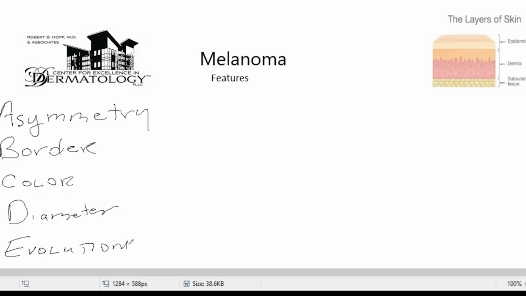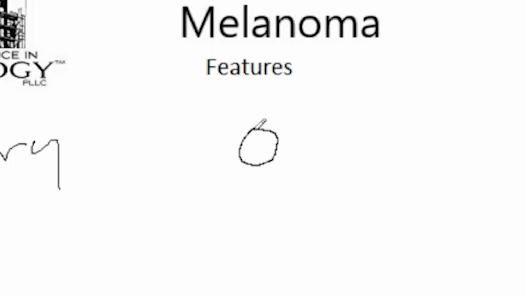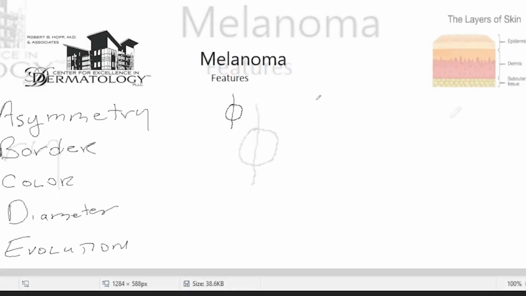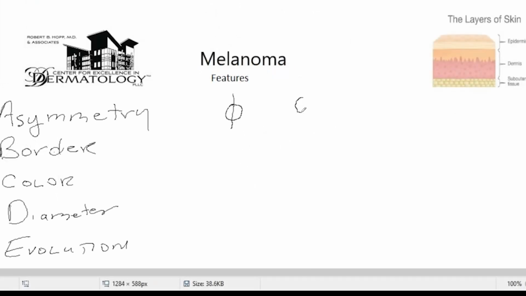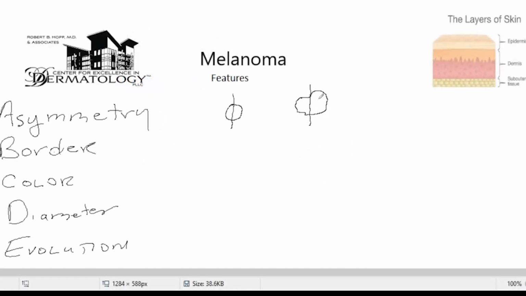So the first feature is A for asymmetry. And asymmetry just means that normal moles are round or oval, and if you divide them down the middle, you can fold one side on the other and it fits perfectly. An asymmetrical mole you wouldn't be able to do that, where if you divided it down the middle and tried to fold it over, it wouldn't fit exactly.